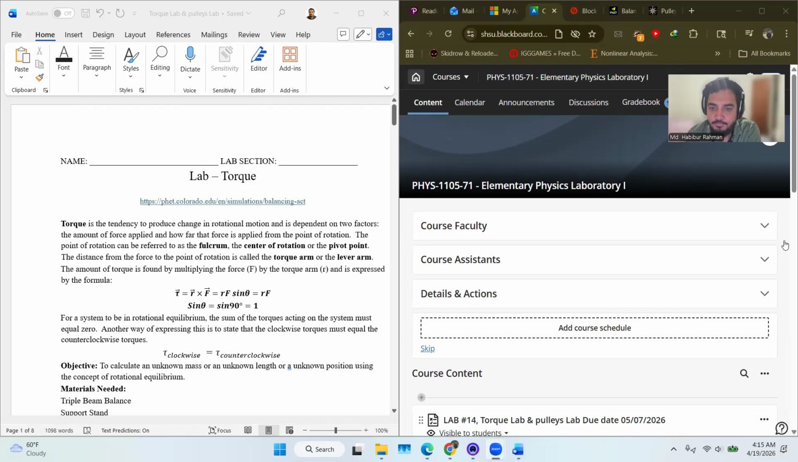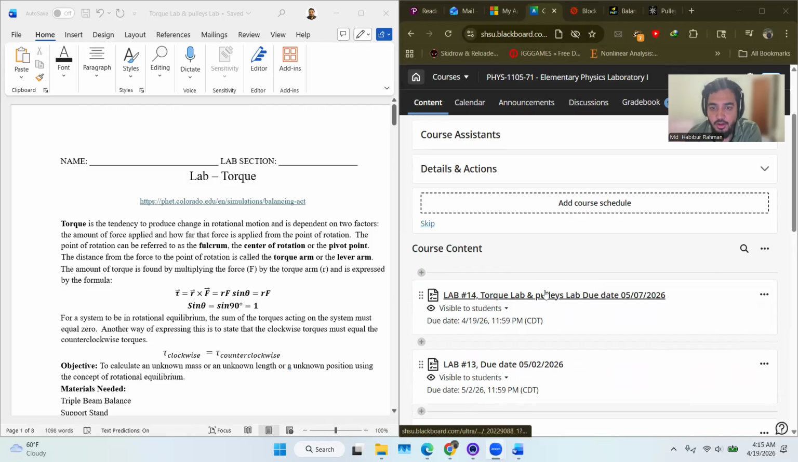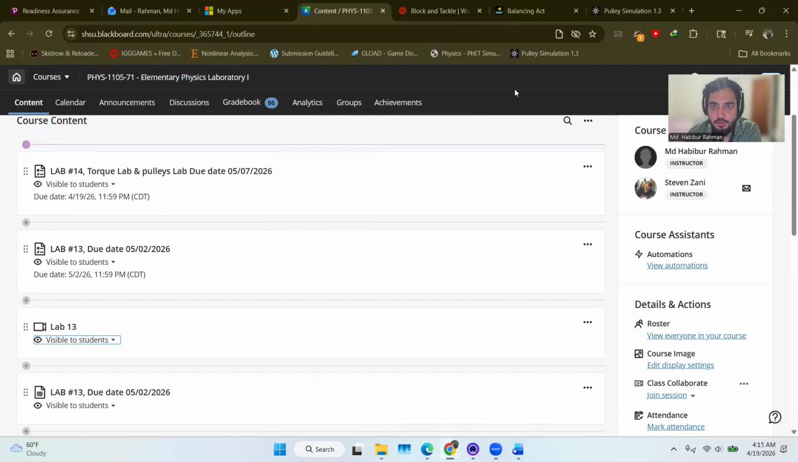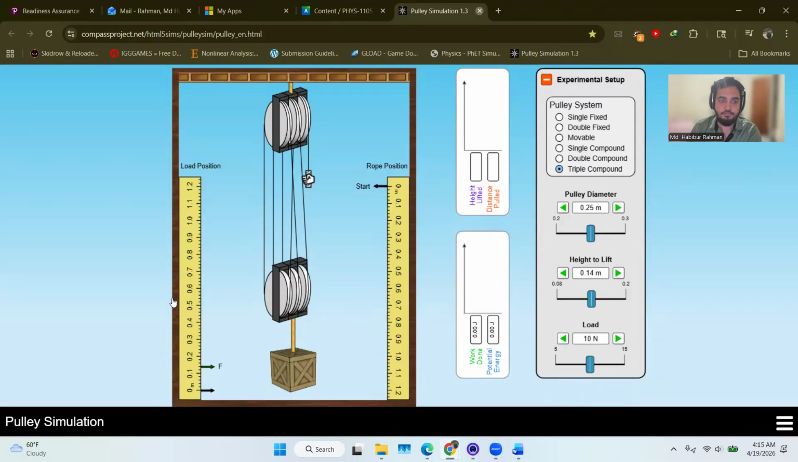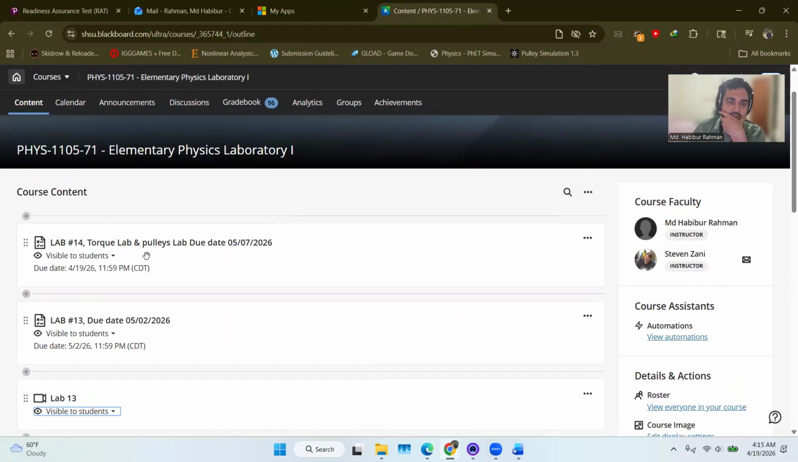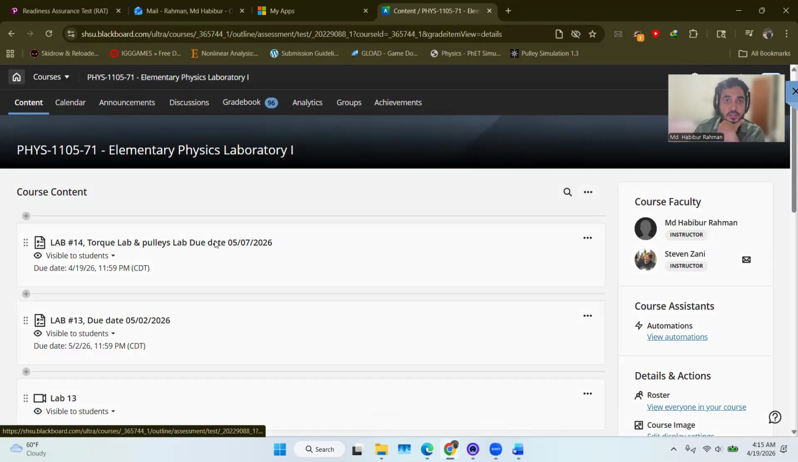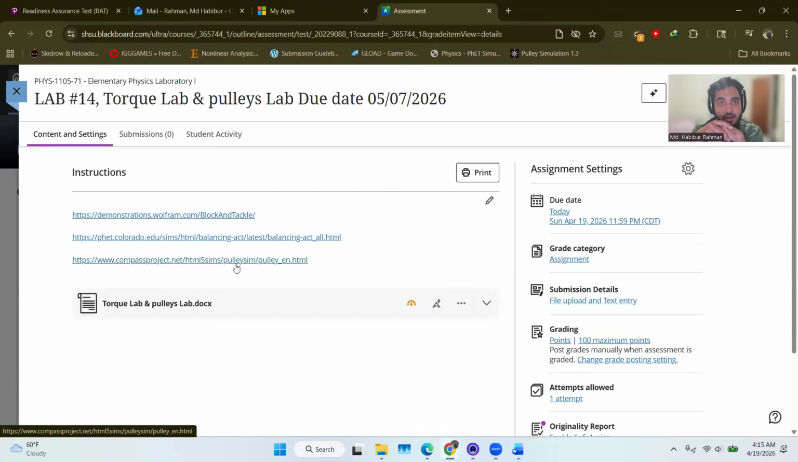Okay, let me see. Today our lab is torque and pulley because this lab is very important. Let me open it again. It's actually related to your real life. We can lift a car or a truck or even a building from one place to another using this lab. But both of them have a limitation. I will explain to you during the class.